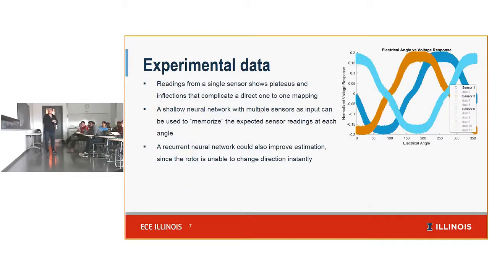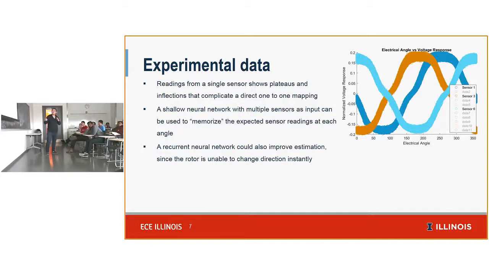And this is a sample of the waveform that we can see from these Hall effect sensors. A key point is that you can notice there's this large region of a plateau, as well as these inflection points near the middle. And this creates problems for this system because these features make it no longer a one-to-one mapping from an electrical angle to a sensor reading.